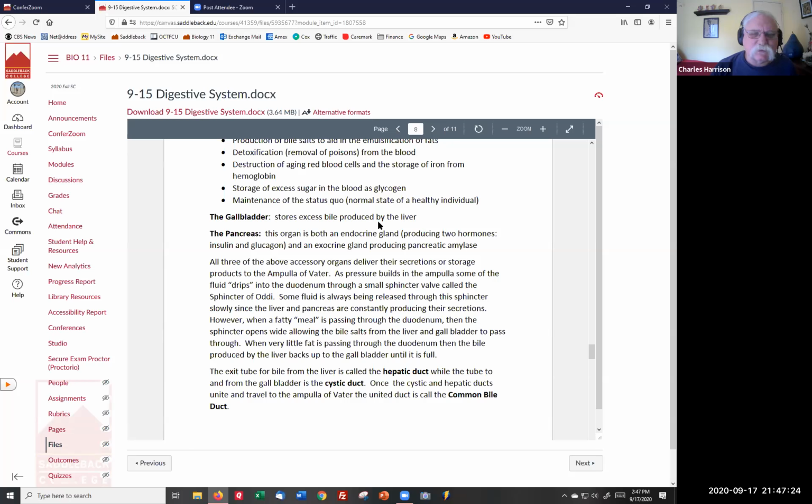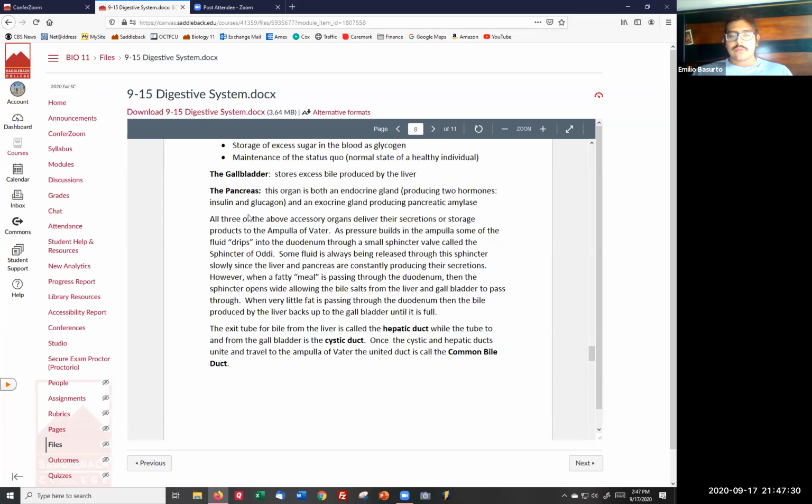Okay, it stores bile in the liver. That was the function of the gallbladder. Could I ask just a really quick question? Well, how are gallbladder stones made then? Coming up, don't worry. Hang on.